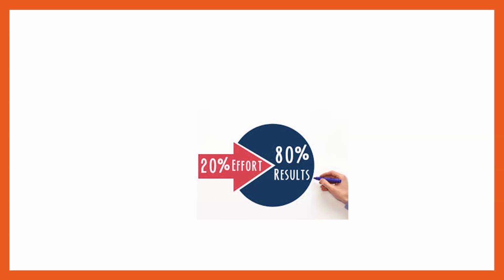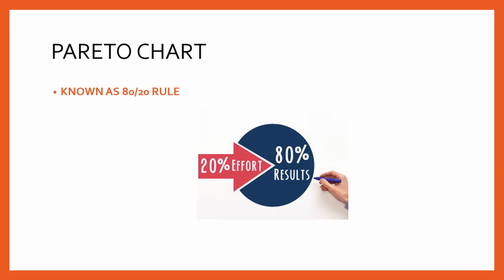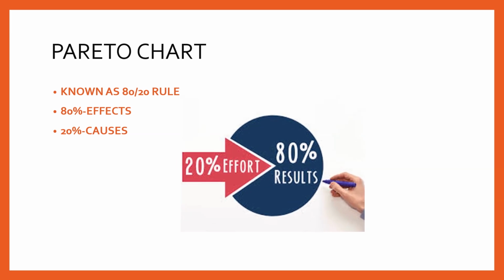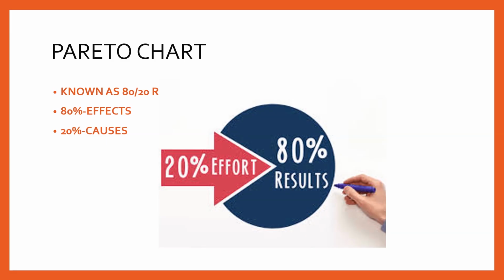Let us switch over to a new topic, a new area of statistical control. The Pareto chart is another important area. What is that? This is also called the 80-20 rule. 20% is the effort and 80% is the result. That's why sometimes it is called the 80-20 rule. So 80% is the effect and 20% is the cause. In this fashion, the 80-20 rule has come into the picture in the Pareto chart.